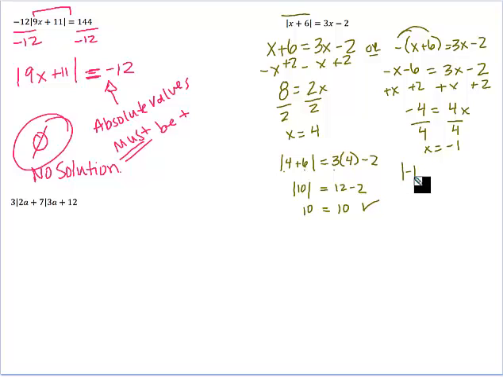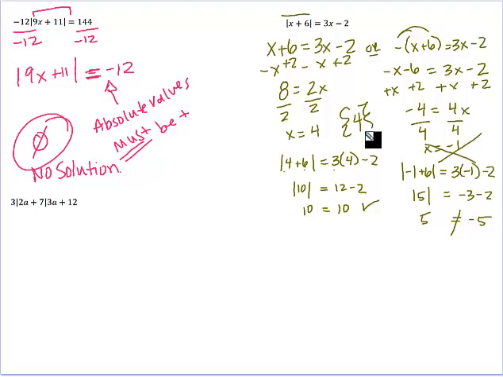Negative 1: absolute value of negative 1 plus 6, does that equal 3 times negative 1 minus 2? Well, negative 1 plus 6 is 5. Absolute value of 5 is 5. Does that equal 3 times negative 1, which is negative 3, minus 2? Well, negative 3 minus 2 is negative 5. Those do not equal. So x cannot equal negative 1, so our only solution here is 4.